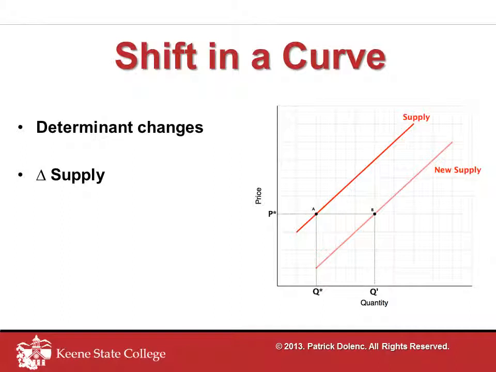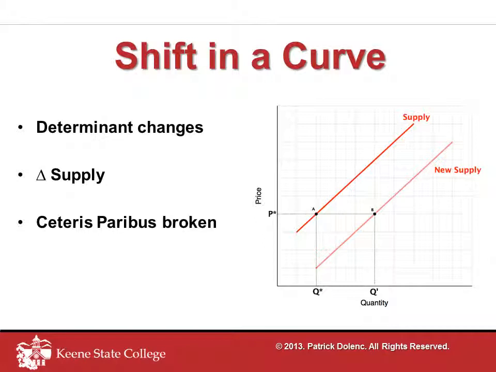Just as before, if we're witnessing a shift in the curve, then we can be confident that ceteris paribus is no longer valid. Our ceteris paribus assumption, as you recall, is the idea that the determinants of supply have not changed, but in this case, obviously one of them has.